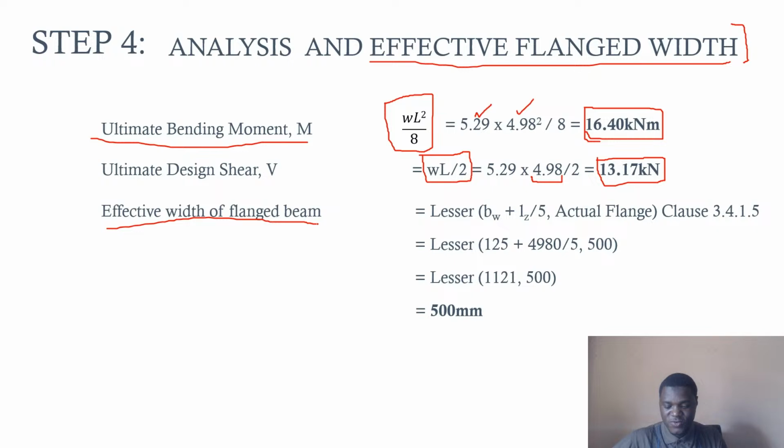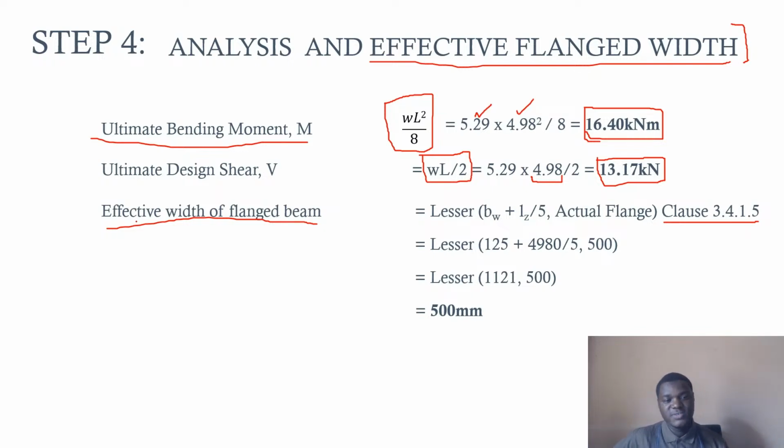To calculate the effective width of the flange beam, you can refer to this clause in the BS code, 3.4.1.5. I don't want to be showing all those in this live session so that it will not be too lengthy. But if you want to see the full detailed explanation, like I've mentioned, you can check out our course that I have in the description of this video. This course explains everything. It shows you every part of the course and what the clause says in the code and how to apply it. But in this video, we are just going to be applying it.